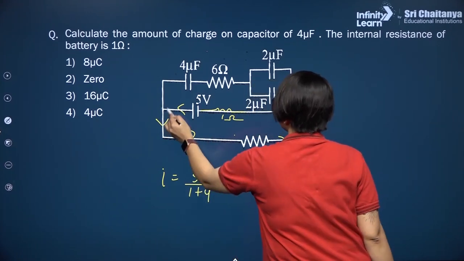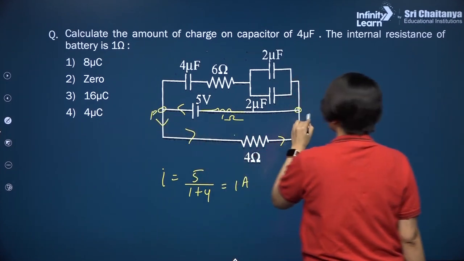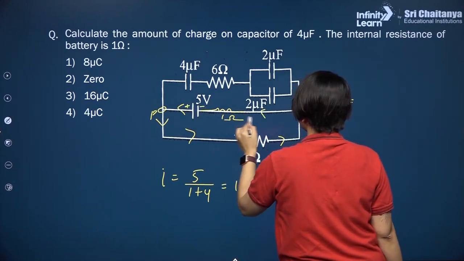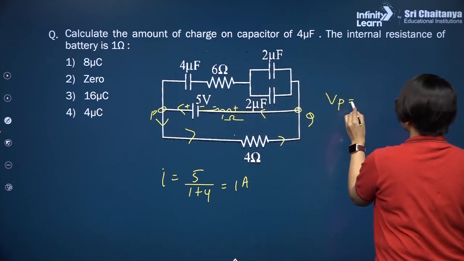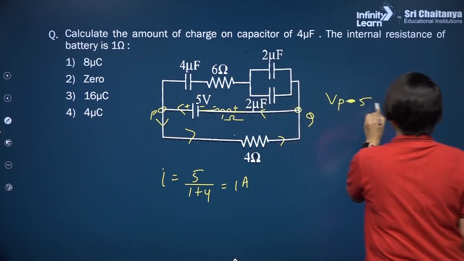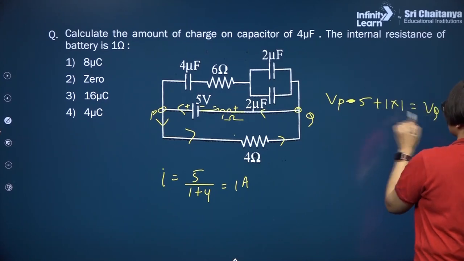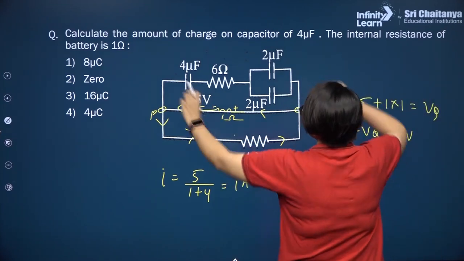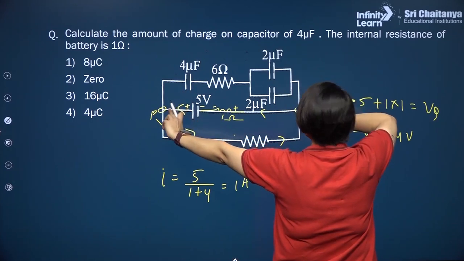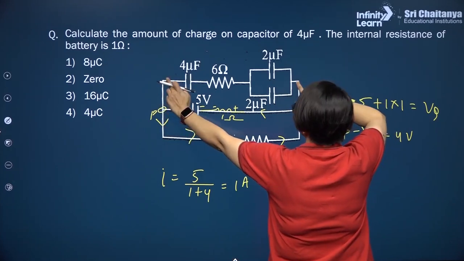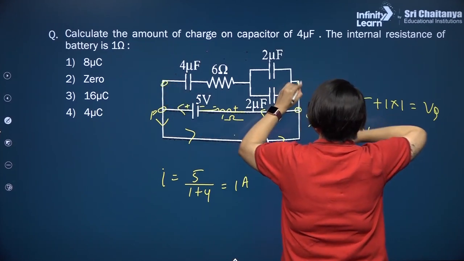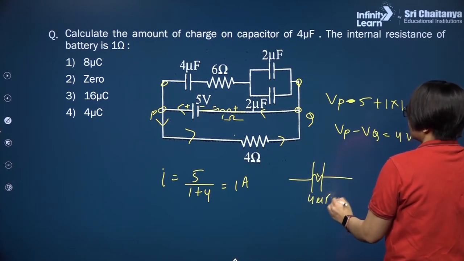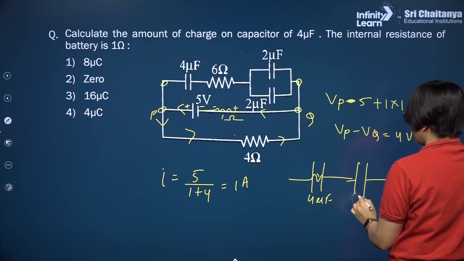Okay. So potential difference across these two, let's say this is P, this is Q. Current is flowing like this, so it is positive, negative. Vp minus phi plus IR is equal to Vq, Kirchhoff, right? So Vp minus Vq is equal to 4 volt. That means the potential difference across these two points is 4 volt, which means across these two points is also 4 volts, right? This and this. Now let's reduce it. So we have 4 microfarad and these 2 and 2 are in parallel, so their equivalent is also 4 microfarad.